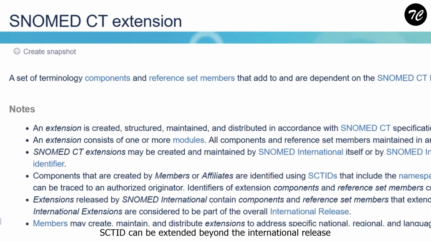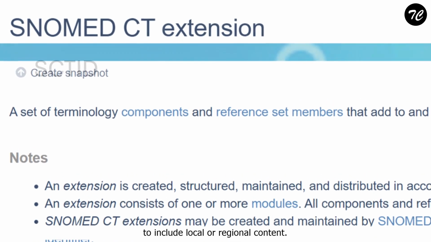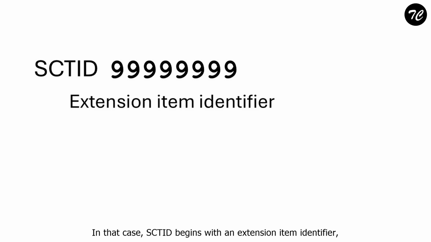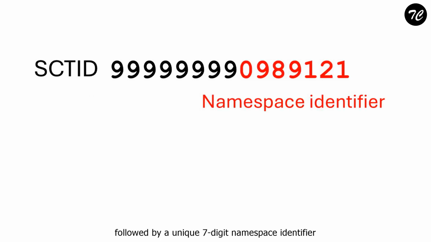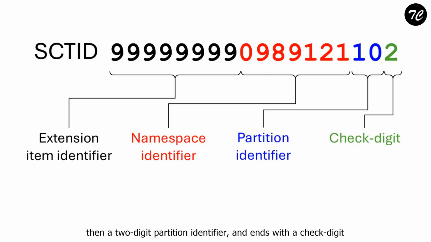SNOMED-CT can be extended beyond the international release, to include local or regional content. In that case, the SCTID begins with an extension item identifier, followed by a unique 7-digit namespace identifier, which is obtained from SNOMED International, then a 2-digit partition identifier, and ends with a check digit.